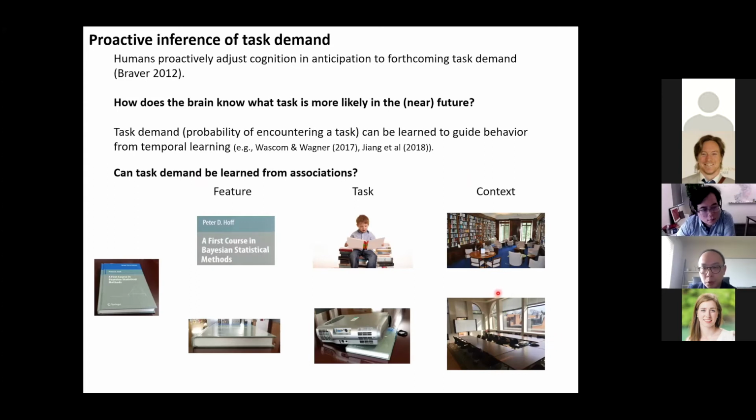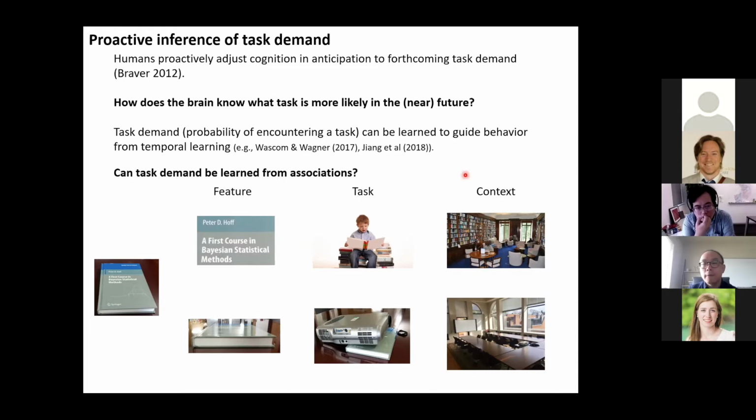then naturally, if we are in this library context, we are more likely to perform the reading task rather than the projector lifting task. But if we are in this conference room, then maybe it's more likely to perform this task than reading. Therefore, there are at least some probabilistic associations between the spatial contexts and the task demand. So this is what we want to look into in this study.